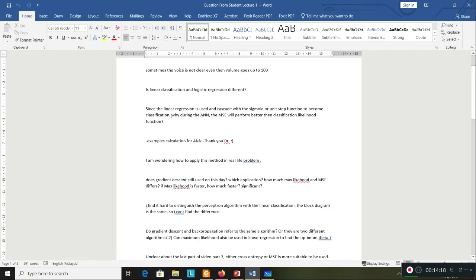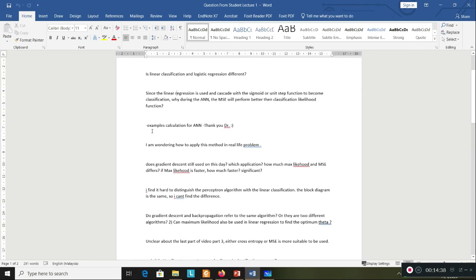Since linear regression is used in cascade with the sigmoid unit step to become a classification, why would the MSE perform better in an ANN? Okay, let's hold this question first.